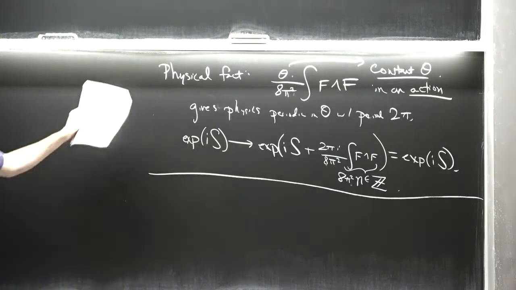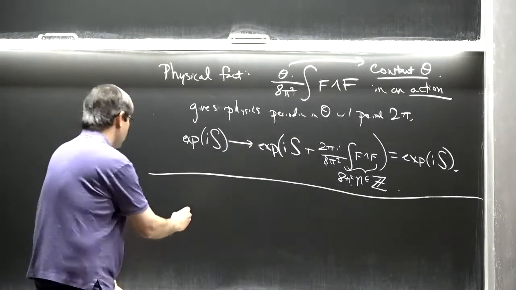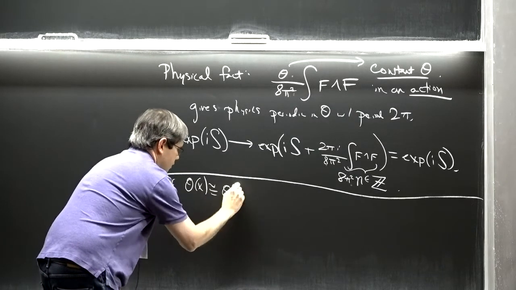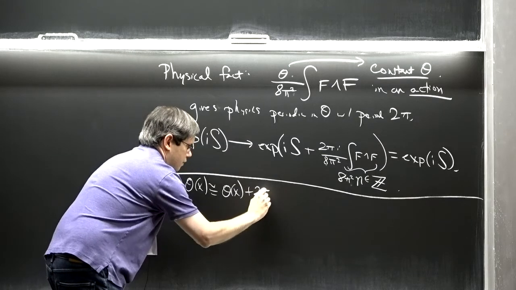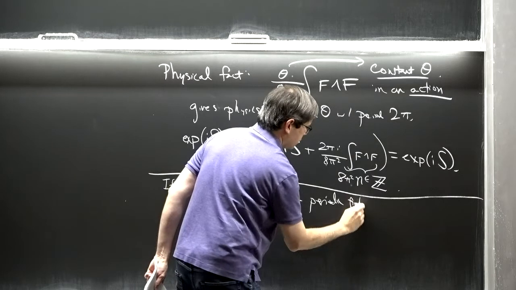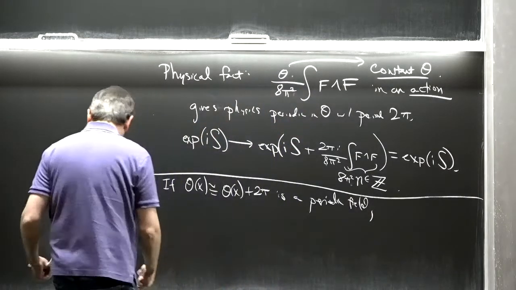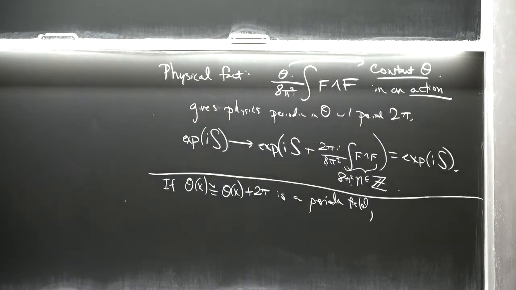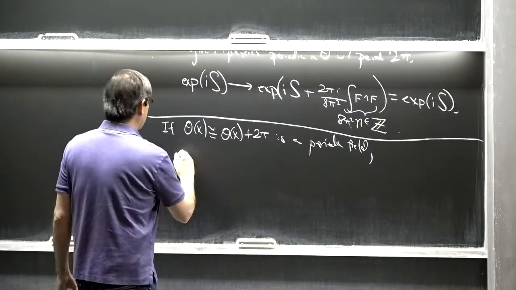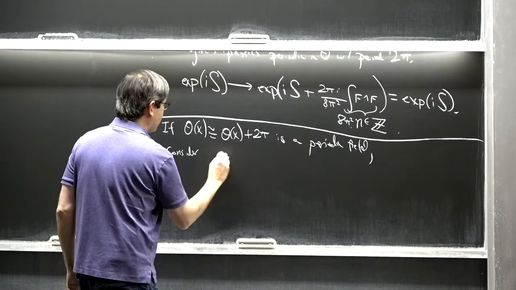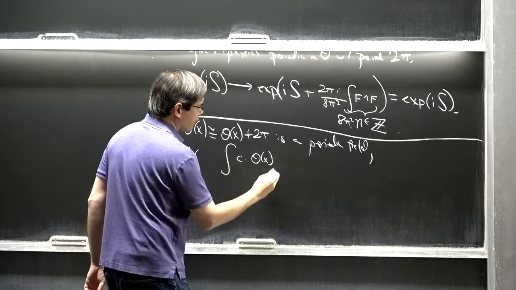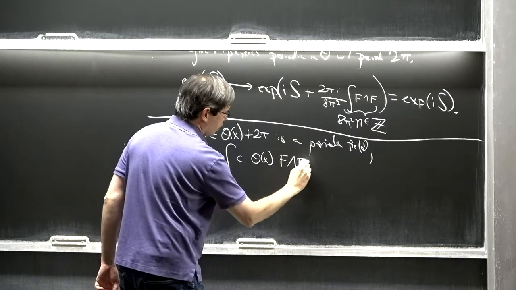The next thing to say that's a consequence of this is, if theta is a field, like my axion field, a periodic scalar with period 2 pi, then I could ask, what kinds of couplings am I allowed to write down? So consider a term in my action that's an integral of some constant times theta times f wedge f.